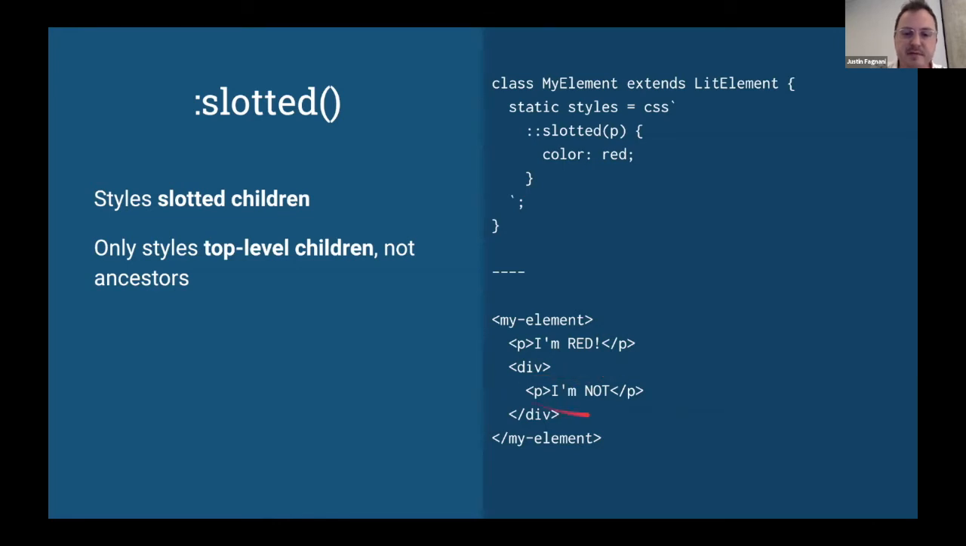So this paragraph tag here is not going to be red. And this is due to being able to efficiently implement this feature. The way style resolution works is that from any element, the browser is going to walk up the tree to see what styles match. And we really don't want to have to walk up the tree and then walk back down shadow roots to see if there's any slotted styles anywhere in the page that might slot this thing. That would make styles too slow. So you can only style direct children.